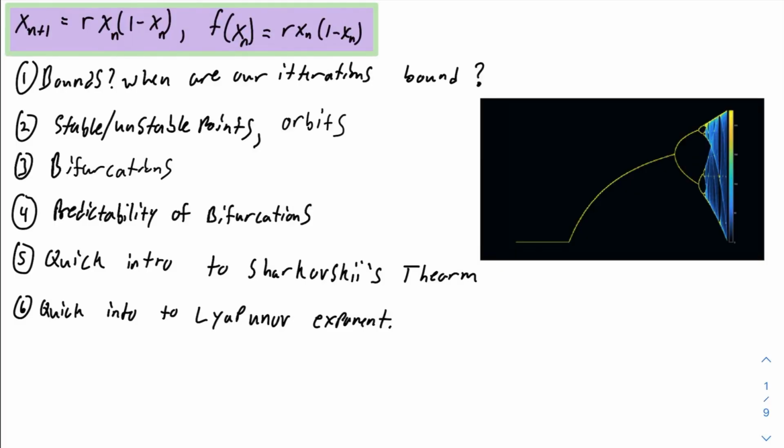There are many mathematical phenomena that appear in the logistic map, but I can only go over so many in this video. So in this video, I'll be going over a few of the foundational concepts. That includes bounds: how did we figure out our bounds for creating the logistic map? I'll be going over what stable and unstable points are, along with what orbits are. I'll be going over the mathematical concept of bifurcations, and how we can predict what kind of bifurcation is going to occur.